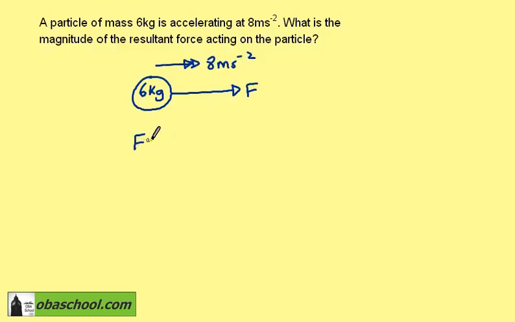We can use the formula F equals ma. So F will be equal to 6 times 8, which is 48 newtons.